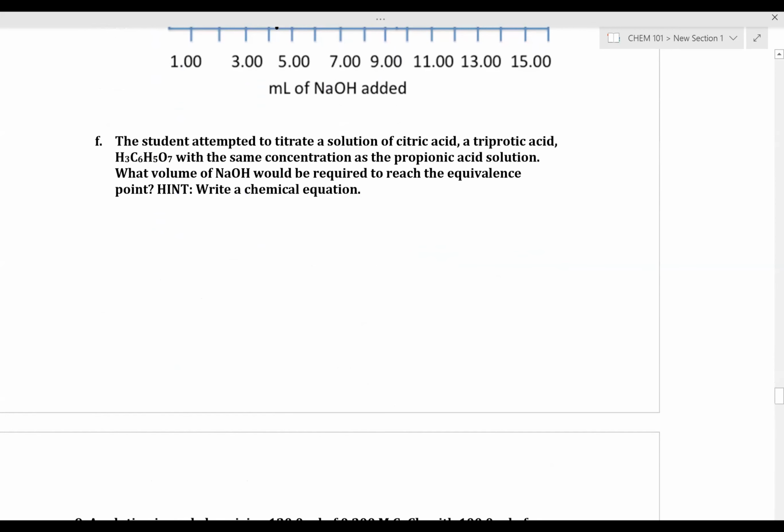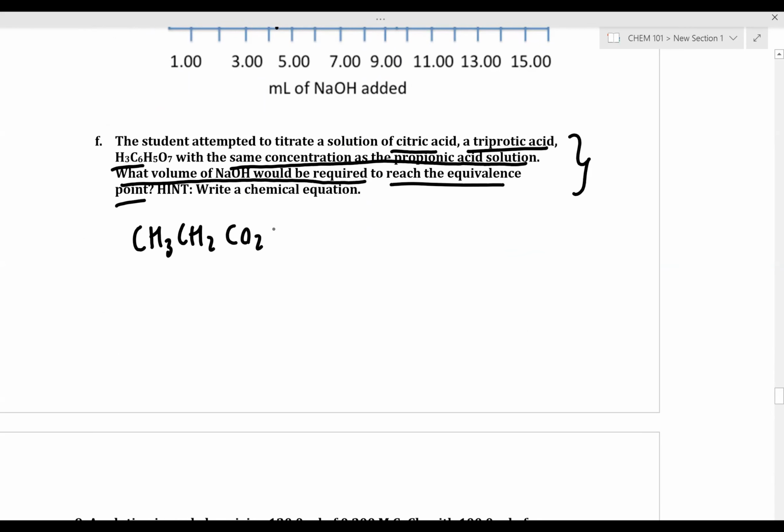Now, this next question is something that you should be able to do. So a student attempts to titrate citric acid, which is a triprotic acid, with the same concentration as the propionic acid solution. What volume of NaOH would be required to reach the equivalence point? Okay, so we know for propionic acid, which is CH3CH2CO2H, it reacts with 1 molecule of NaOH, and in turn we make sodium propionate and water.